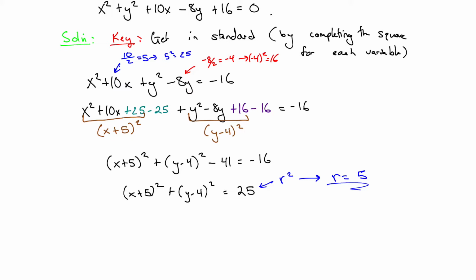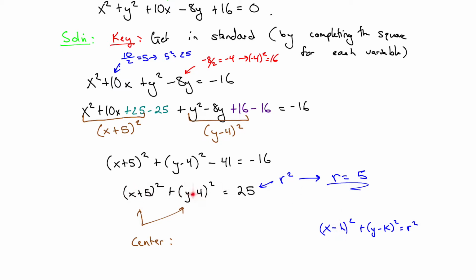And our center comes from these things. Is the center 5, 4, negative 5 comma 4, or some other thing? Well, that's where we have to refer to the formula. The formula, I'm just going to write it here for brevity, is (x − h)² + (y − k)² = r².